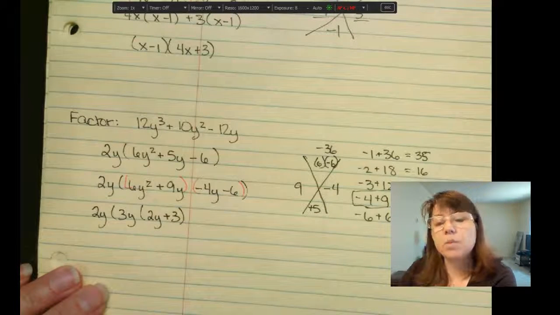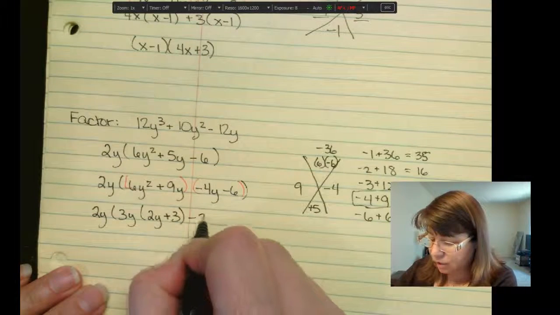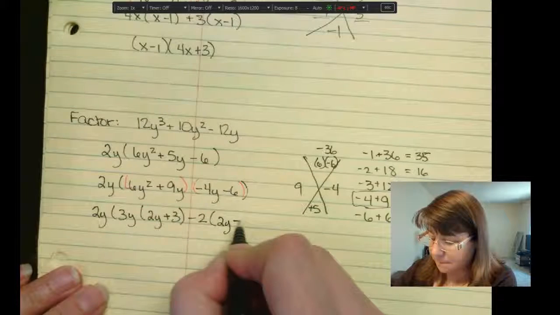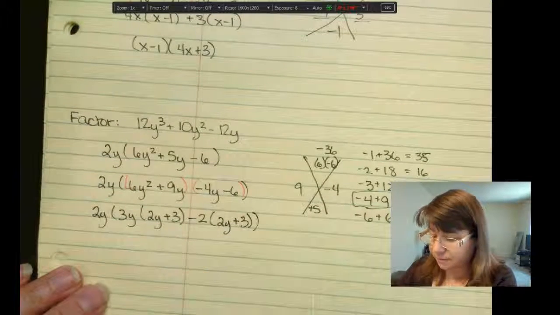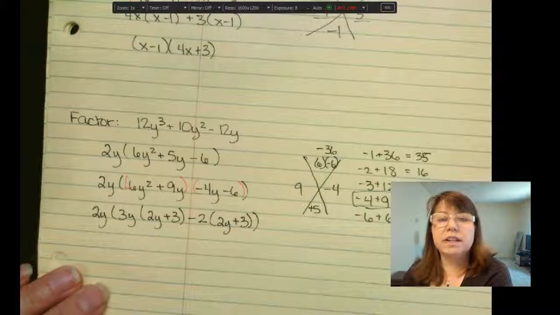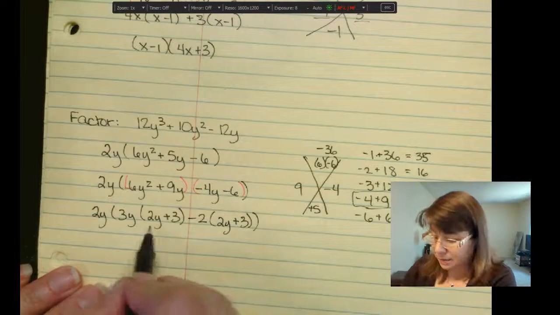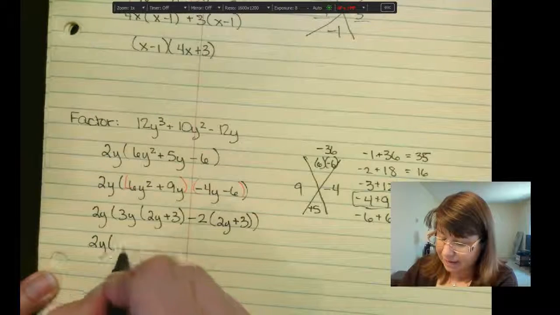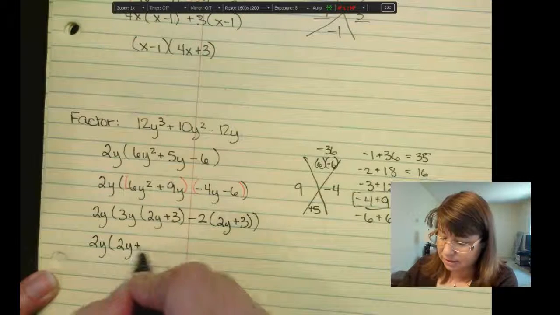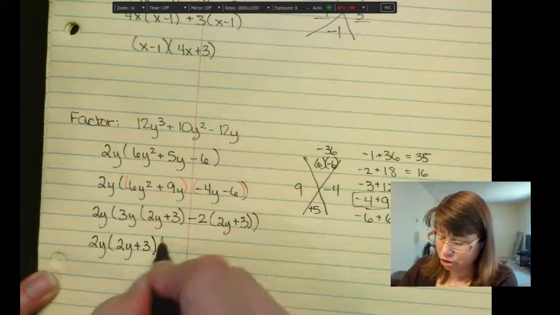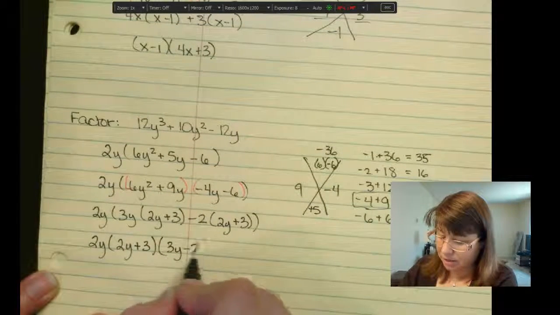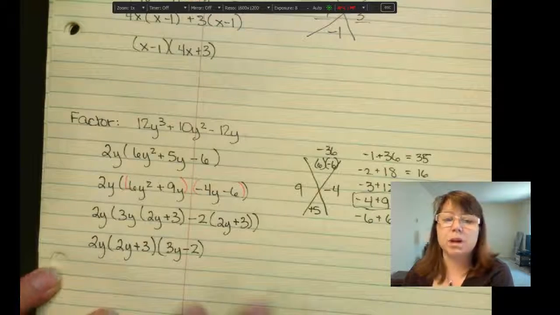A negative 4y and a negative 6. I can pull out a negative 2. That leaves behind a 2y plus 3. Now, is there anything else that I can factor? Yes, they both have the 2y plus 3. So last task is to pull out the GCF of each term. That leaves behind a 3y and a minus 2. And I am done with this problem.